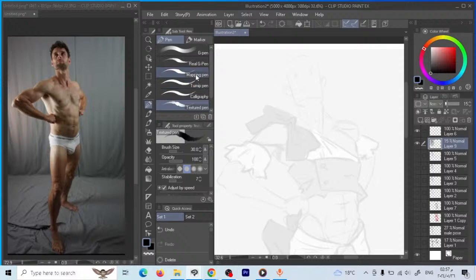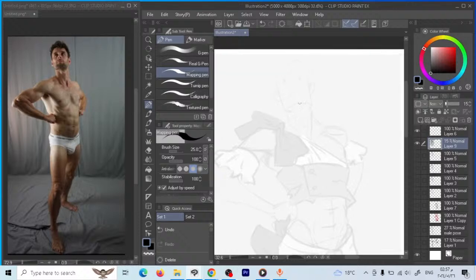Okay, I sometimes use, not sometimes, actually all the time, I use the mapping pen for sharp lines. I leave it like that for the size and the opacity, they change.